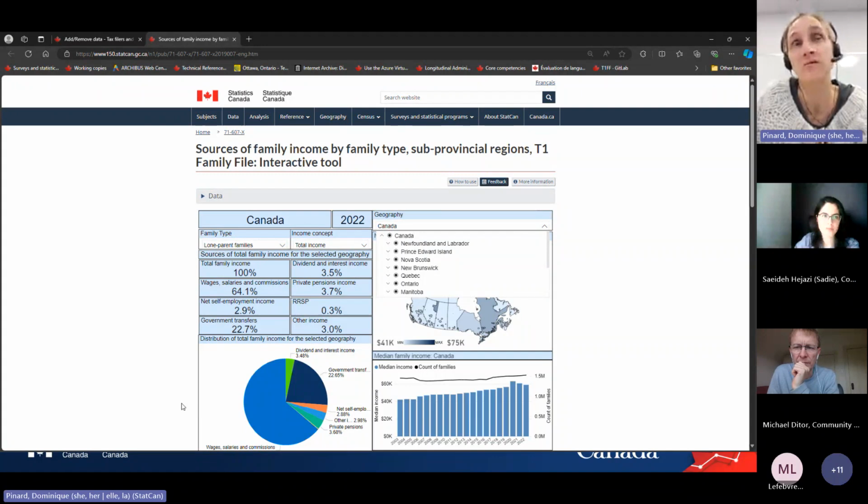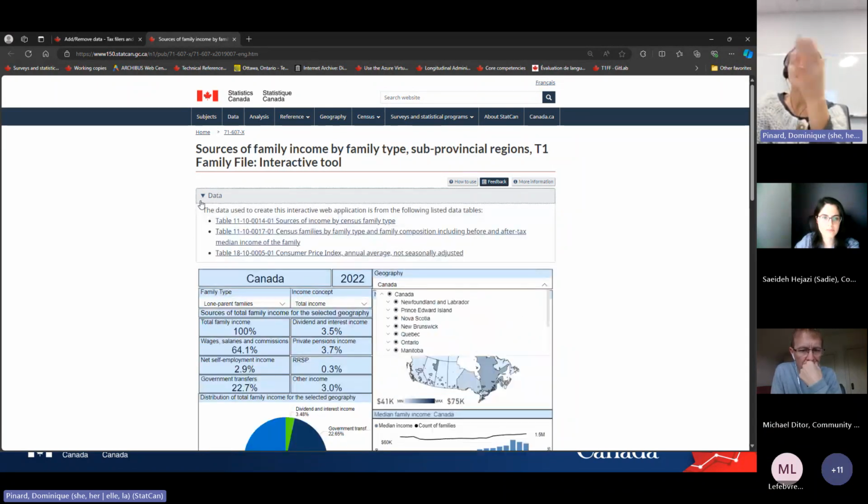There's a similar one for the individual where you can point and click. If you are interested in accessing the actual microdata that was used for that, you can click on the top of the visualization tool. There's a little arrow, and then you have the tables that are listed that are used to produce the table.